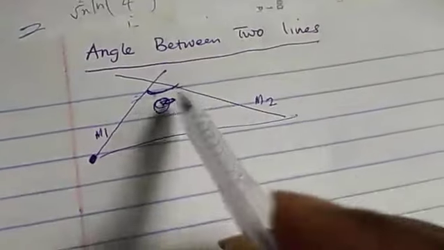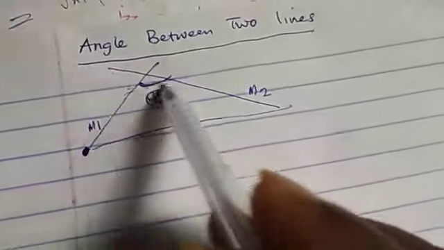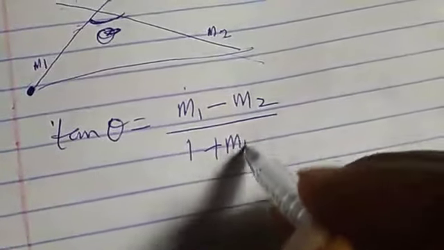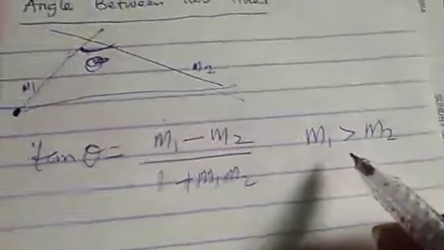And we can find it using the gradient. If you know the gradient of this line and the gradient of this line, then the angle between the 2 lines is given as tan theta equals m1 minus m2 over 1 plus m1 m2, provided that m1 is greater than m2.